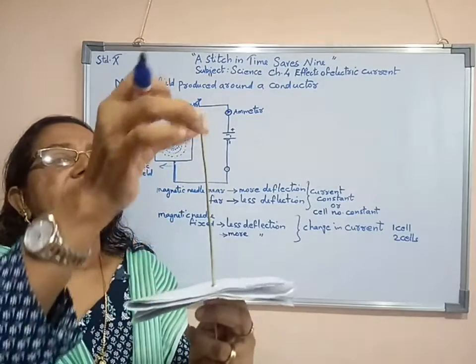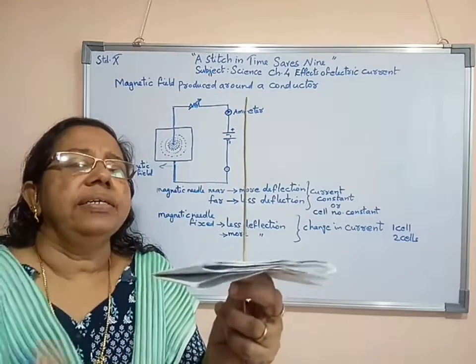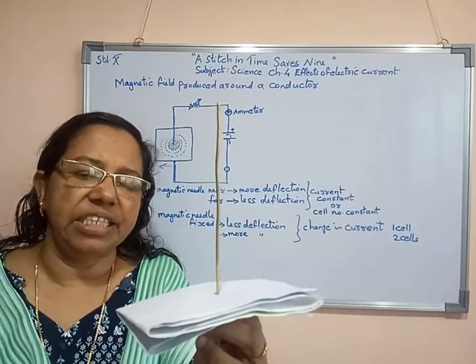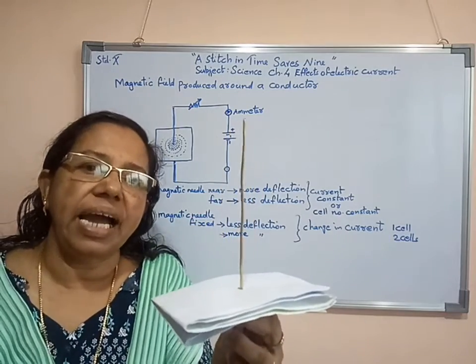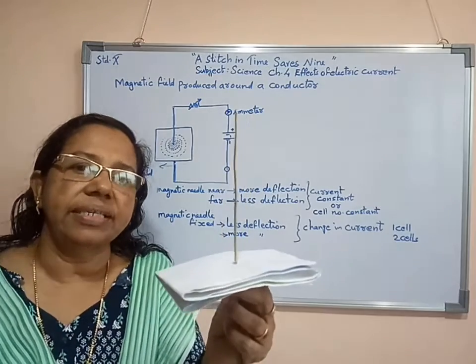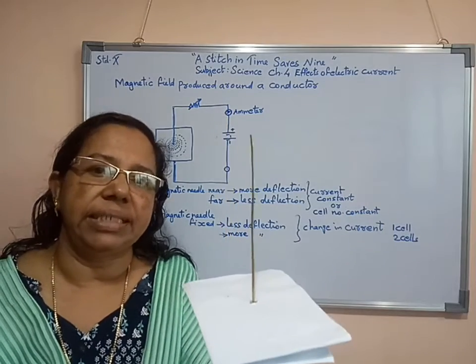So we can say that anywhere around this conductor, magnetic field formation is taking place. Because of that, it is able to attract the iron filings towards it. As a result, concentric circles are produced by the iron filings.